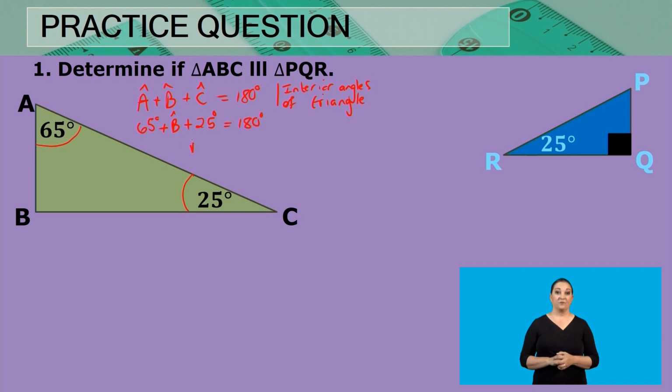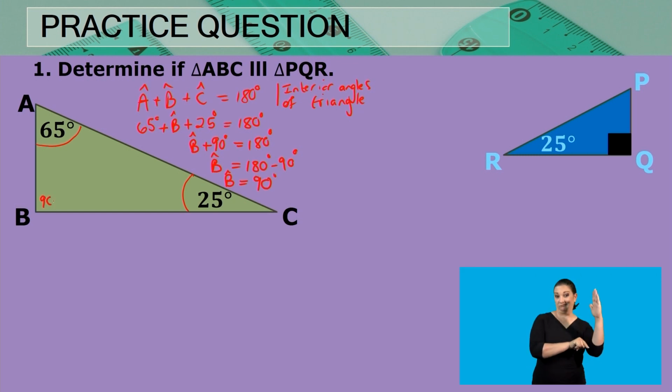To find angle B, we add 65 degrees and 25 degrees, which gives us 90 degrees. Then we use the additive inverse of 90 degrees, which leaves us with 180 degrees minus 90 degrees, giving 90 degrees. So angle B is 90 degrees, and we can use the symbol for 90 degrees to represent that angle. Now let's look at the second triangle.